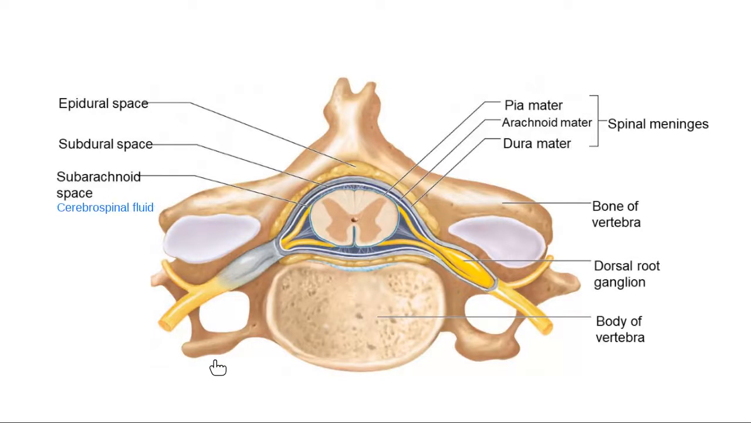Remember that the subarachnoid space is found between the arachnoid mater and the pia mater. Just like in the brain, the pia mater of the spinal cord touches the spinal cord. The arachnoid mater is just outside of it. So the fluid-filled space between them is called the subarachnoid space.